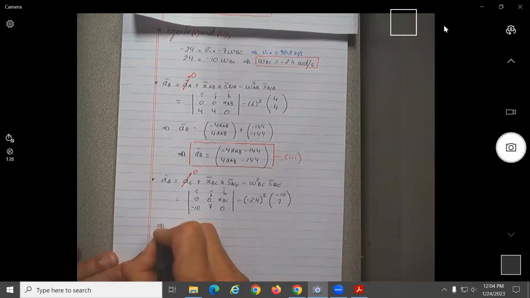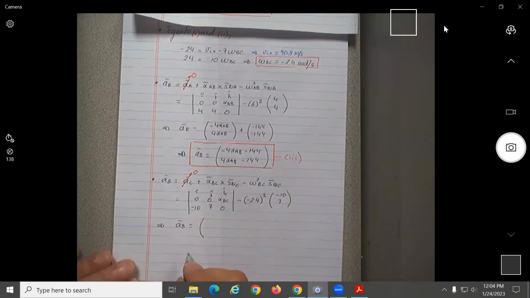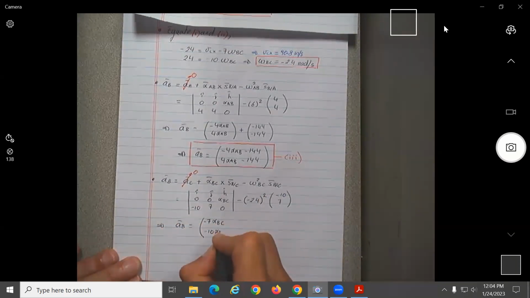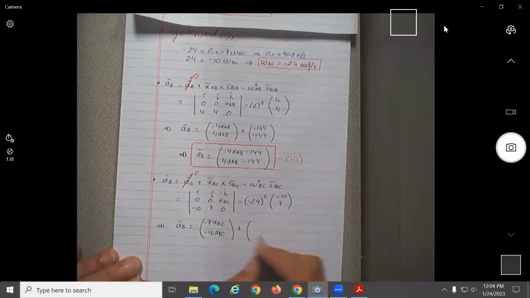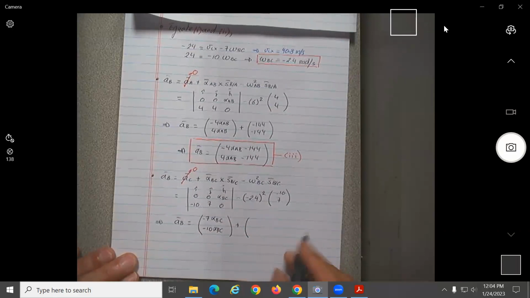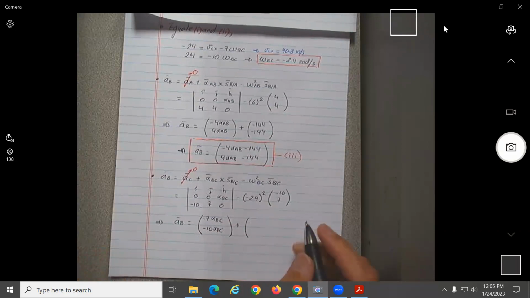So let's see, this will give you acceleration of B equal to what? What should be the first term? Now it's negative 7 alpha BC. The second one keeps the sign, minus 10 alpha BC. And what should be the next term? Plus, so the first one will be positive. So 2.4 squared. That is 5.76.